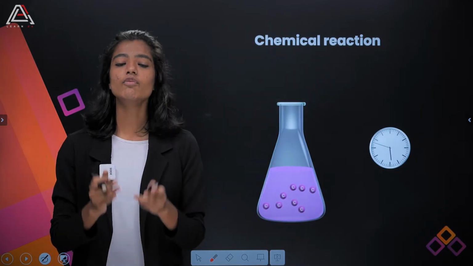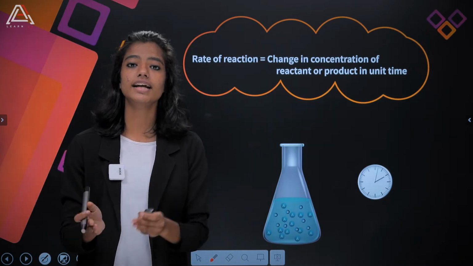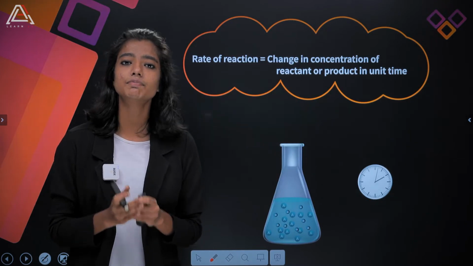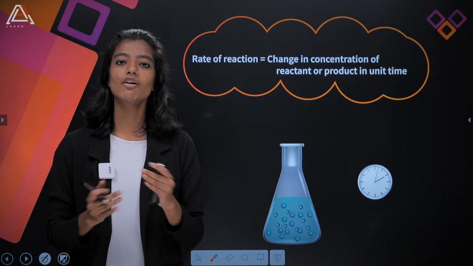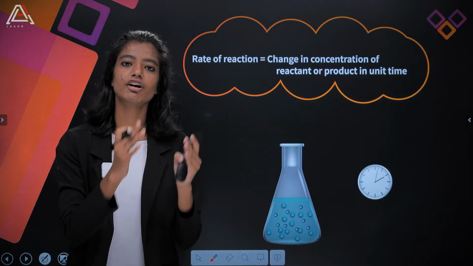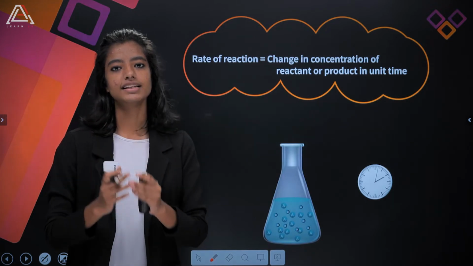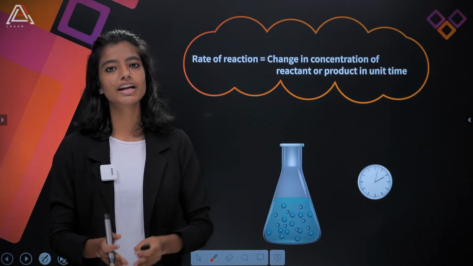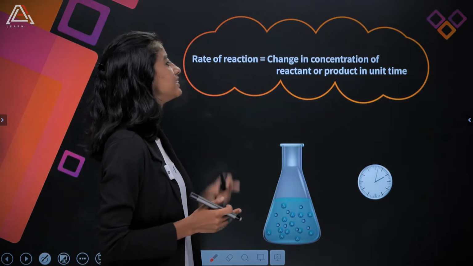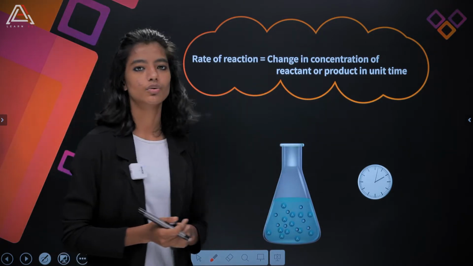Yes. Now we have to determine the speed, or the rate, of this chemical reaction. How can we determine the speed of a motor vehicle? It is the distance traveled in a certain period of time. It is called the speed of that vehicle, right? Likewise, we can also determine the speed of a chemical reaction by calculating the change in concentration of reactants or products in unit time.